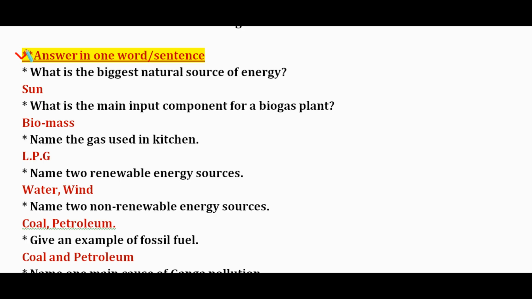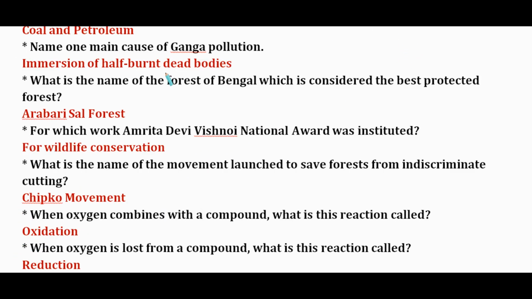Now see the questions answered in one word or one sentence. What is the biggest natural source of energy? Sun. What is the main input component for a biogas plant? Biomass. Name the gas used in the kitchen. LPG. Name two renewable energy sources. Water, wind, sun. Name two non-renewable energy sources. Coal, petroleum. Give an example of a fossil fuel. Coal, petroleum.